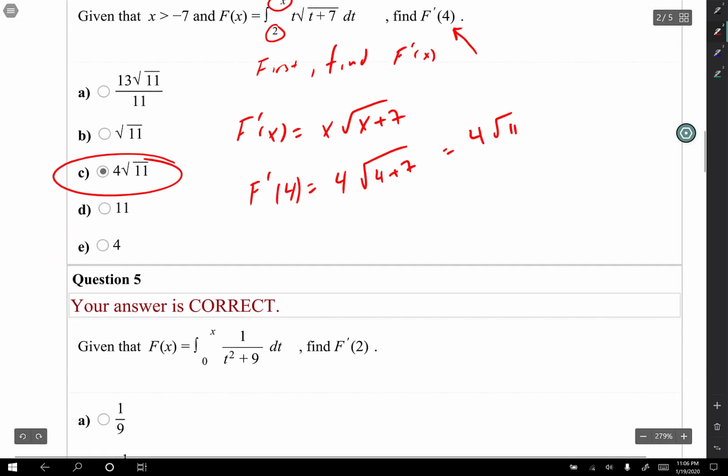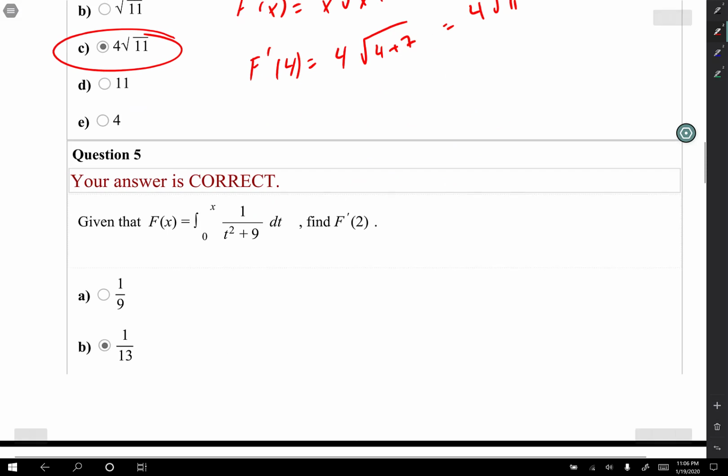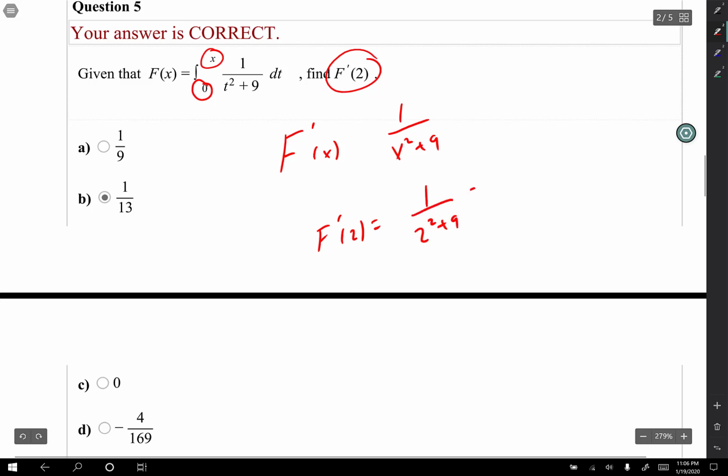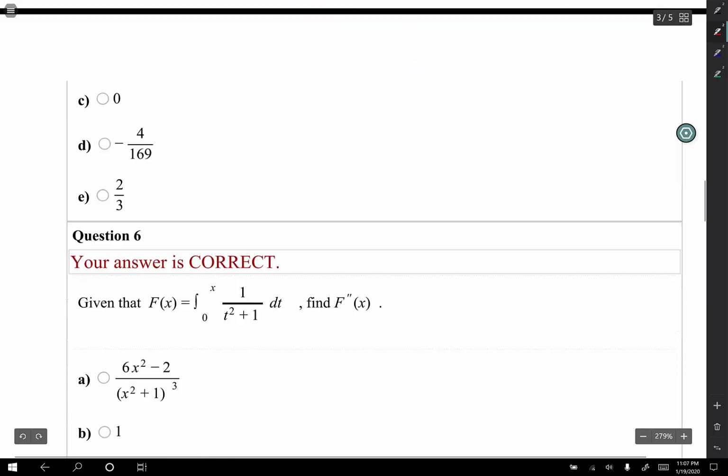All right, let's go to the next one, guys. This time they want f prime of 2. So again, the upper limit is x, the lower limit is a constant. Perfect, that's what you need. So we take a derivative. Wherever you have a t, you're going to plug in an x. So 1 over x squared plus 9. And now this says 2. So f prime of 2 is equal to 1 over 2 squared plus 9. 2 squared is 4, and 4 and 9 is 13. So 1 over 13. Go to the next one, guys.